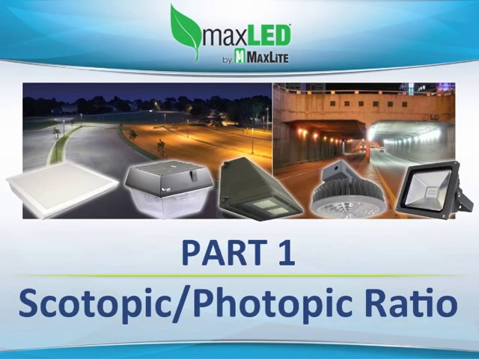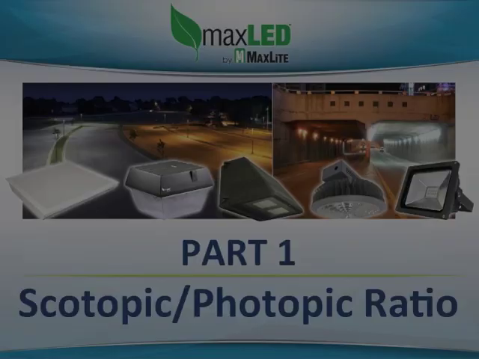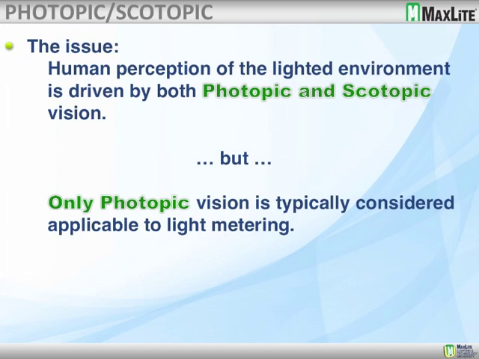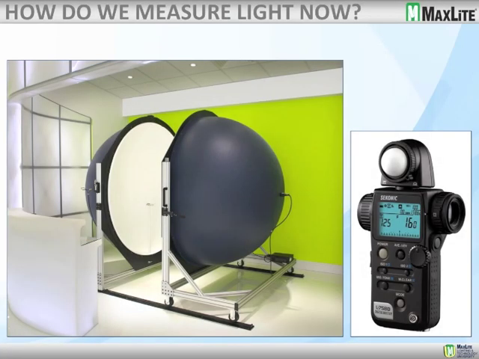Part one. Photopic Scotopic ratio. The issue is that human perception of a lighted environment is driven by both photopic and scotopic vision, but only photopic vision is typically considered applicable to light metering. In other words, when we whip out our digital equipment or our light measuring equipment, we are only reading and measuring the photopic. We are not, in most cases, even considering the Kelvin temperature or the CRI, but only pure lumens.